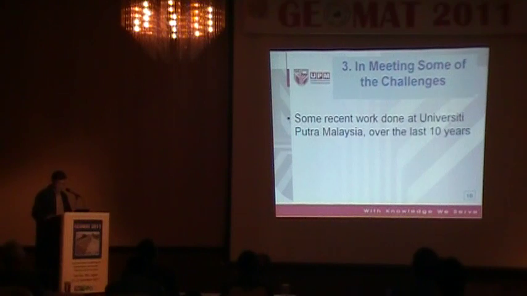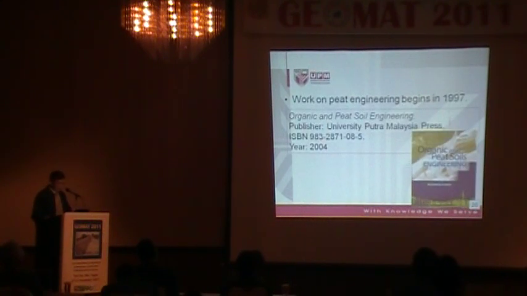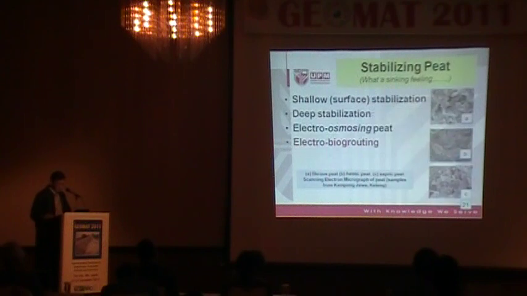Okay, so I just want to describe very quickly some of the work that we've been doing for our country in particular. I'll start with peat. I've said peat is an extreme example of soft ground, so let's go really into that. We've been working on some aspects of peat, for example, on the stabilization of peat. We start with shallow surface stabilization, followed by deep stabilization, and then we are interested in electro-osmosis, and of late we are looking into electro-biography.